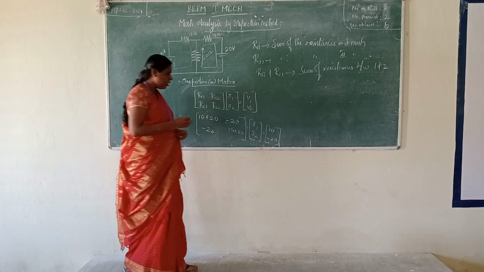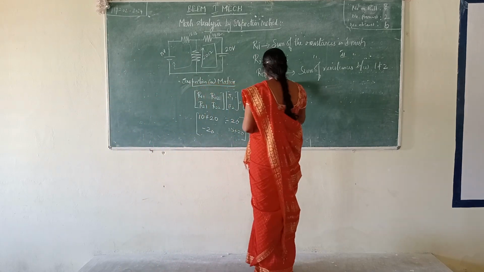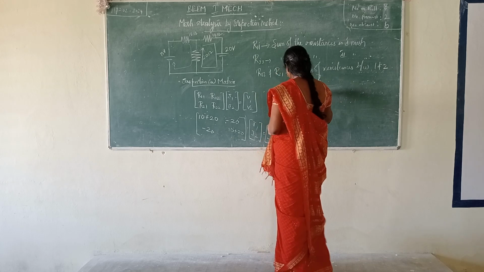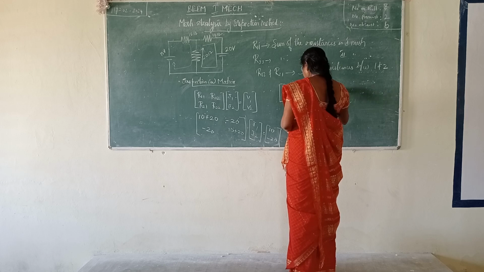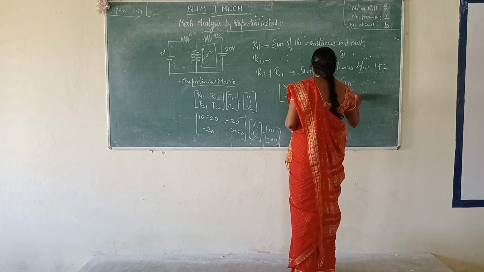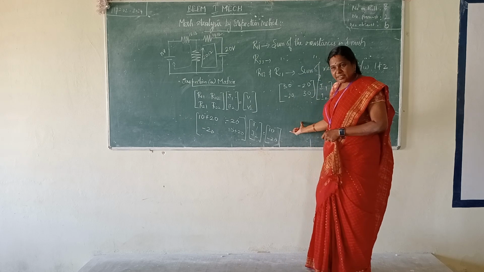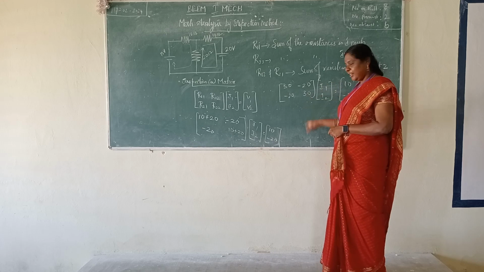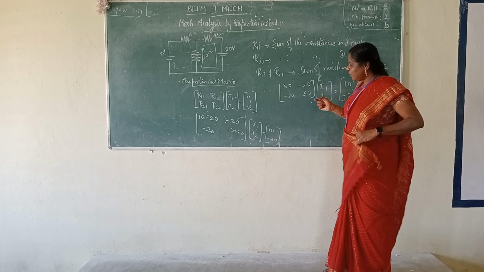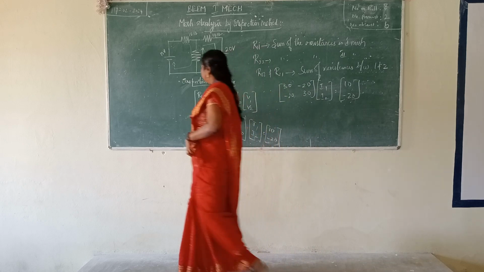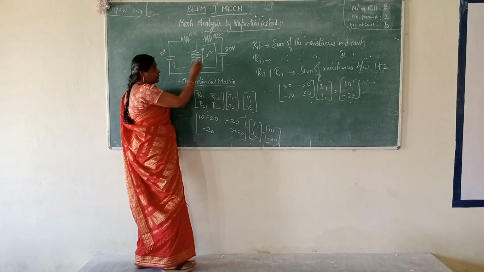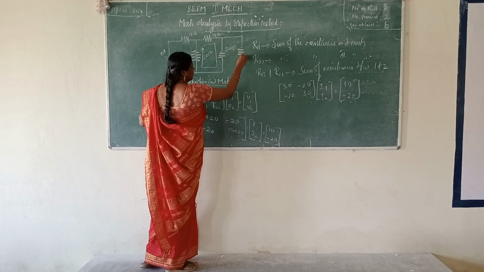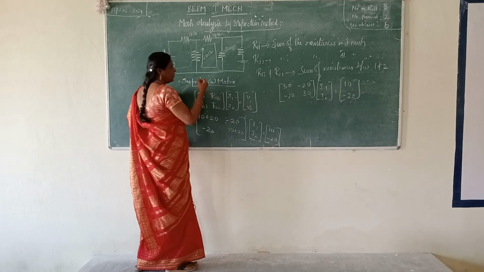Now, how do we find I1 and I2? Suppose I have a circuit like this.